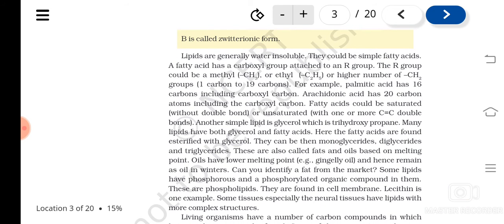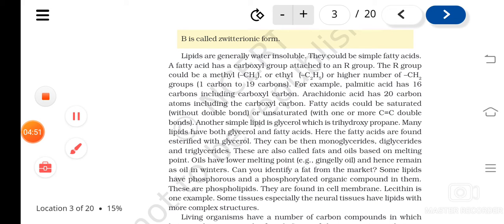Lipids can be simple fatty acids. Actually they are the esters of fatty acids with various alcohols. Understood? And fatty acids are long chain acids. A long chain acid means a carboxyl group is attached to an R group. The R group can be CH3, methyl or ethyl, or it can be higher, meaning a number of carbon groups attached to the carboxylic acid group. In that way also it can exist.